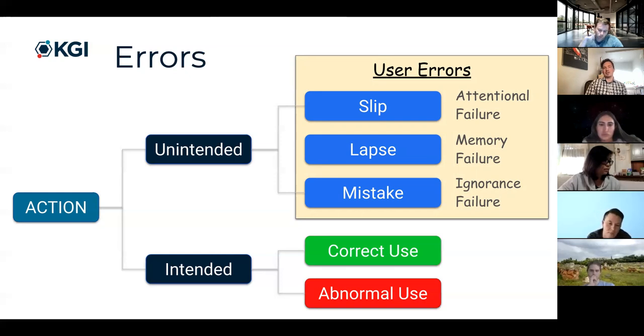And then there's also ignorance failure, which is a mistake. So that means that maybe you weren't trained well enough. You just didn't know how to use it. This is sort of the type of problems that happen when someone who is new to a system starts using it. And of course, they tend to make a lot of mistakes out of ignorance.